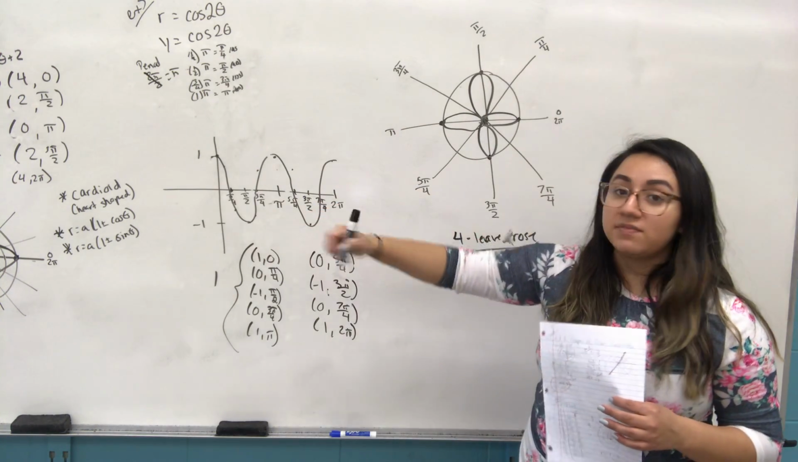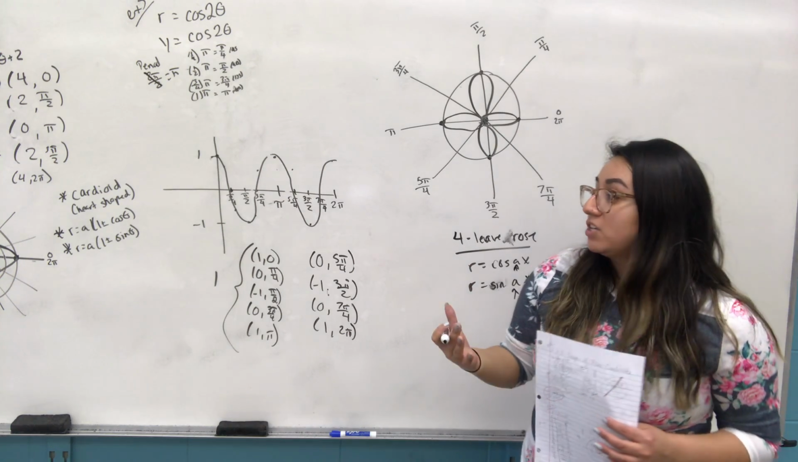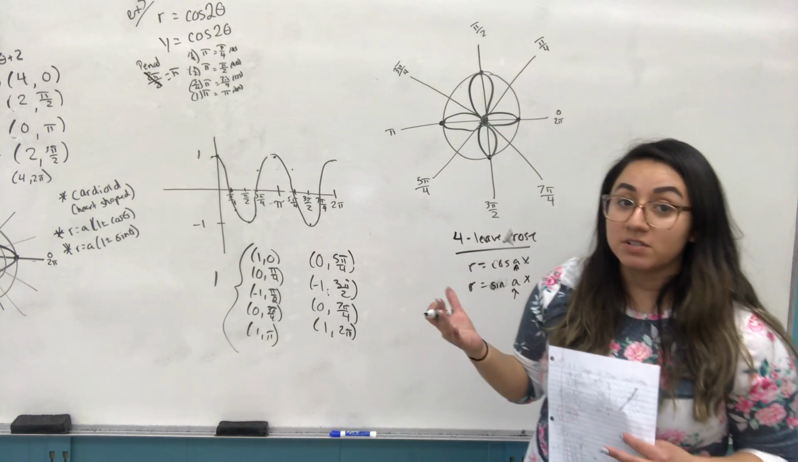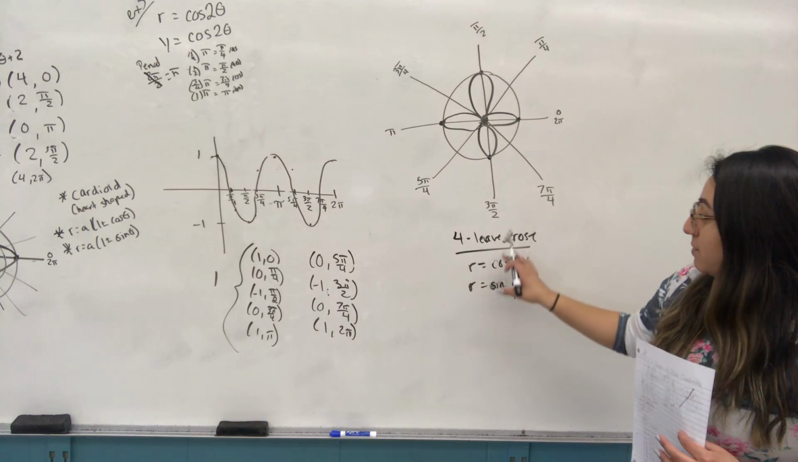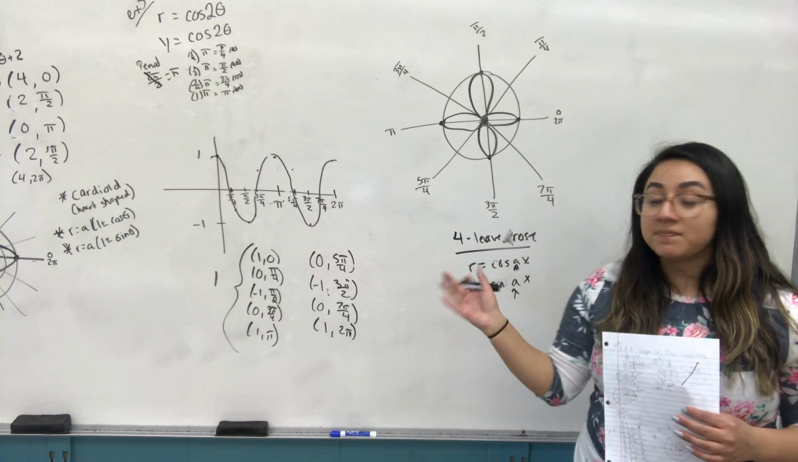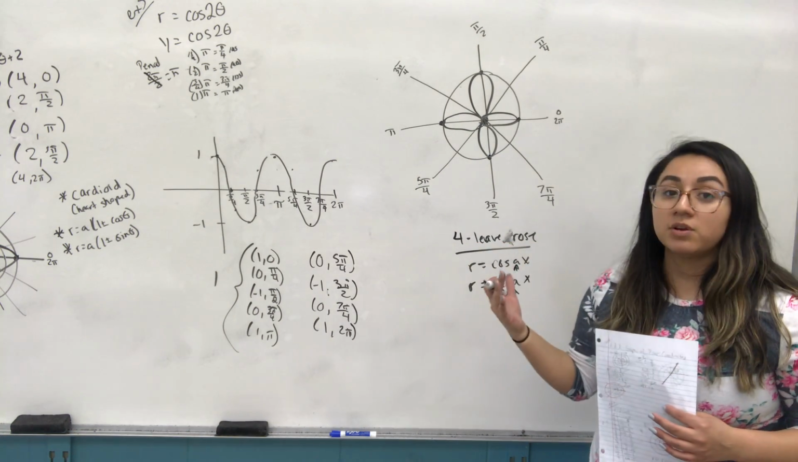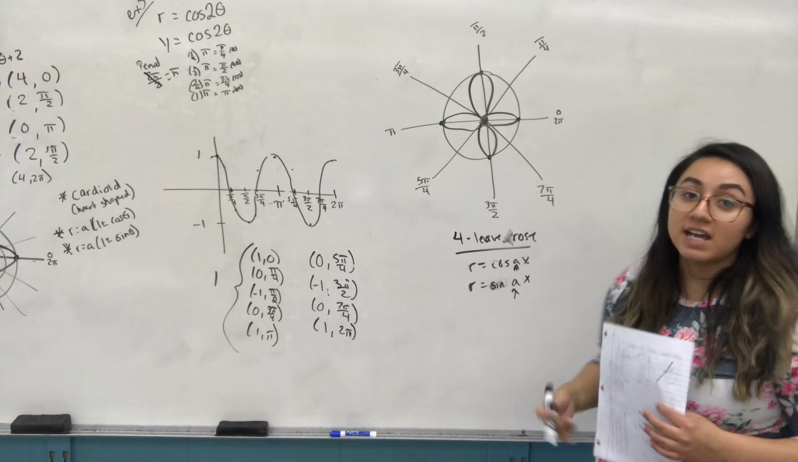So example 4, if anything's adding or subtracting into it, you get this beautiful heart-shaped cardioid. If you have a number that's affecting your period, it is going to be a 4-leaf rose, and you have a shape that looks just like that.